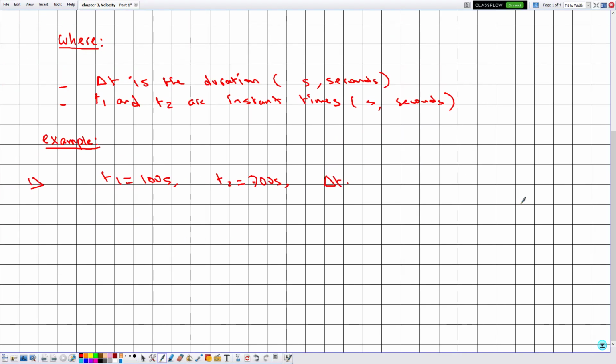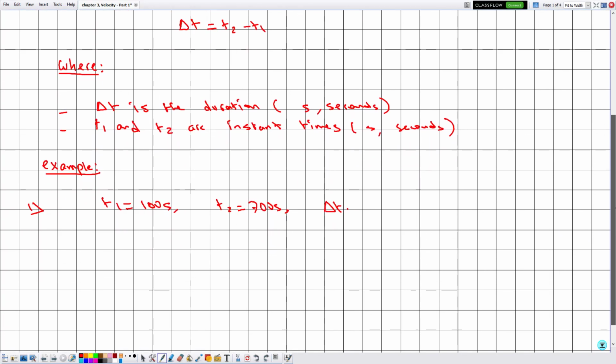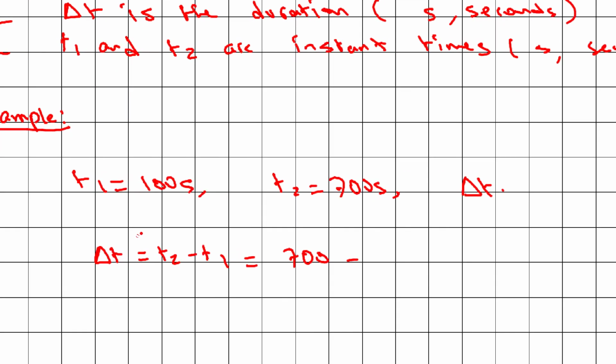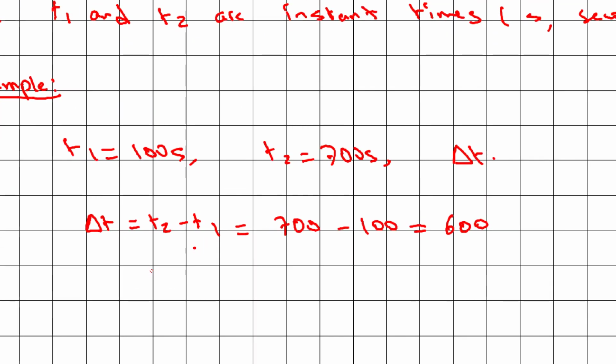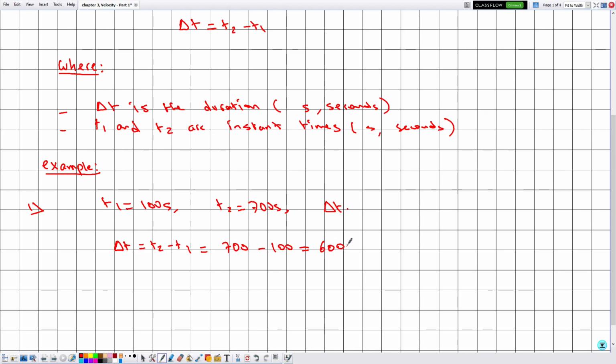So according to this formula, delta T is by definition T2 minus T1. Now the value of T2 in the SI is given by 700, and the value of T1 is given by 100. Then this is 600. Since T1 is expressed in seconds and T2 is expressed in seconds, delta T will also be expressed in seconds. So delta T is equal to 600 seconds.